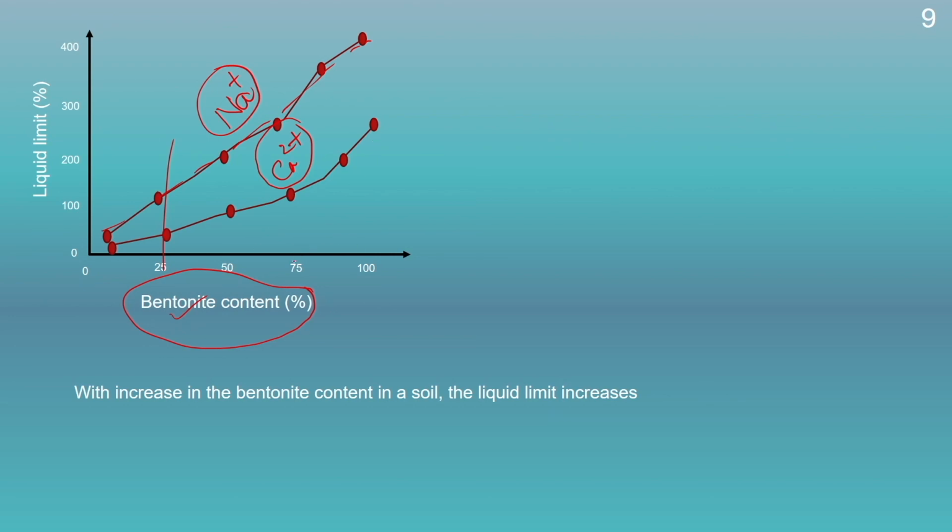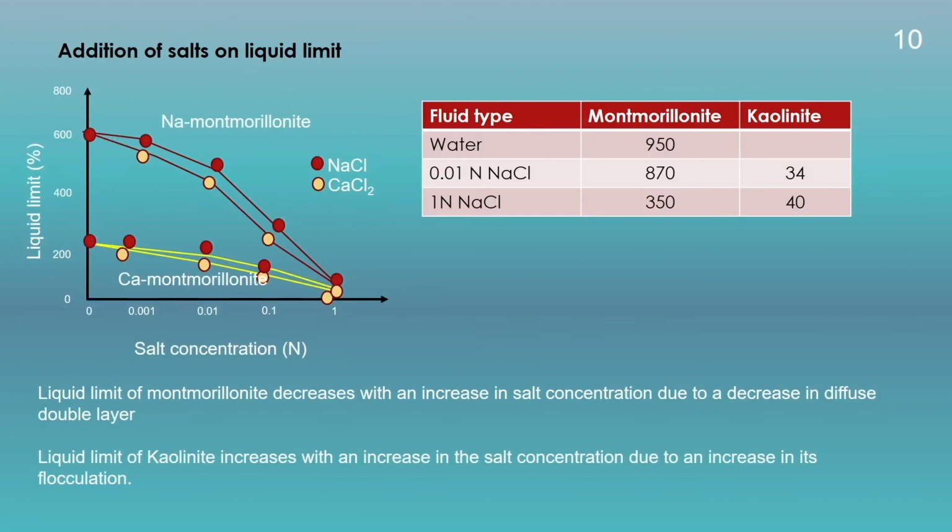Similarly, if we take another percentage over here, again the sodium montmorillonite will give a higher value of liquid limit in comparison to the calcium montmorillonite. So, here also we can conclude with the increase in the bentonite content or montmorillonite content in a soil, the liquid limit of the soil will increase. Next we will see what will be the effect of addition of salt on the liquid limit.